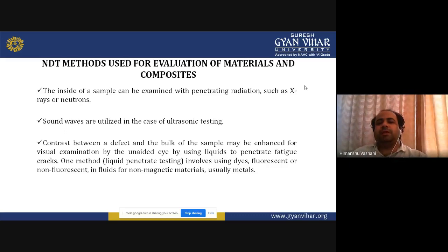Okay. Now this liquid penetrant testing involves the use of dyes, fluorescent or non-fluorescent, and is applied to non-magnetic materials and metals. What happens in this is that they simply apply some liquid on the surface of the sample or workpiece, and then they apply some powder on it.